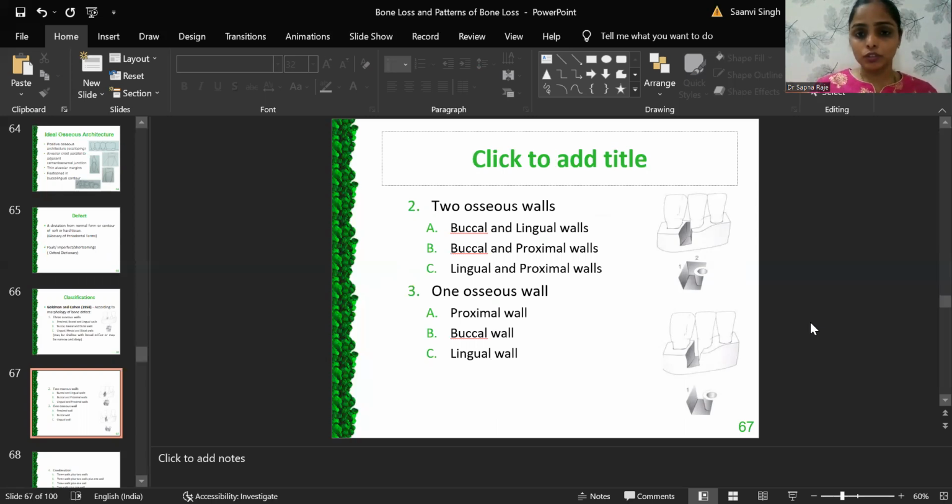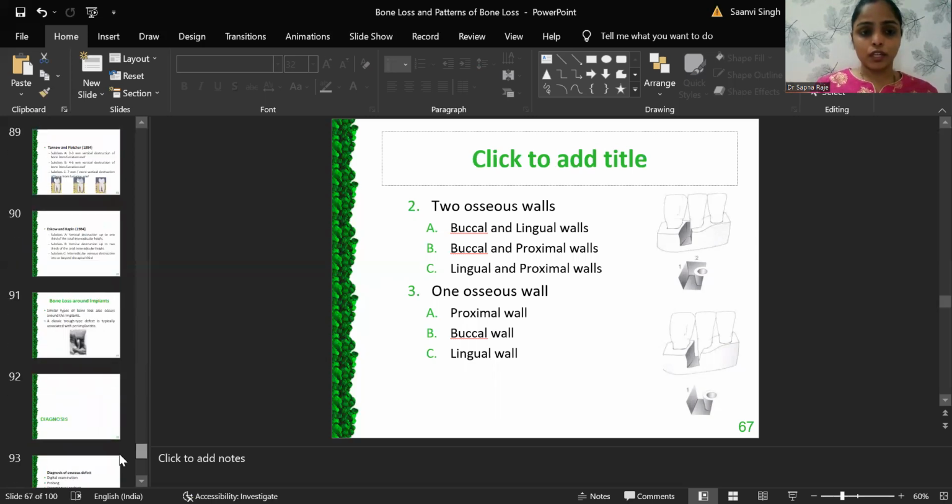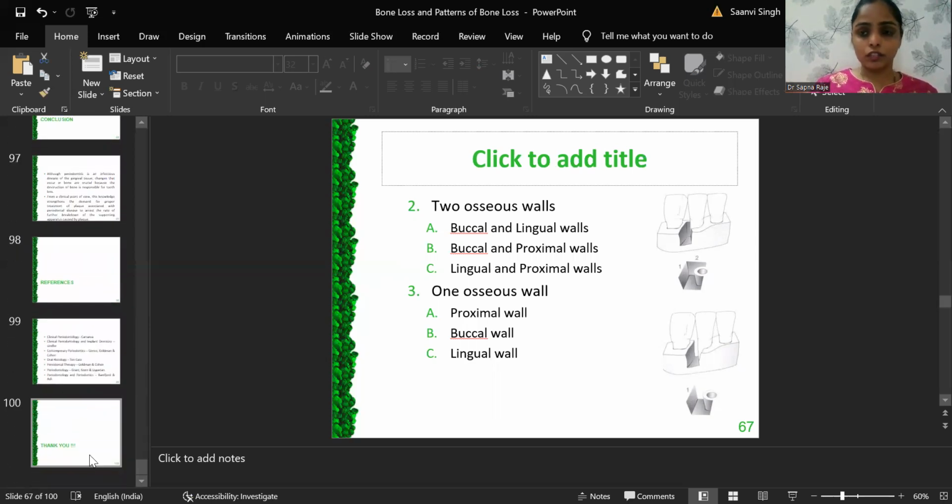And the buccal and proximal walls, lingual and proximal walls. In a one osseous wall defect, only one wall is present, the proximal wall, and the rest two are missing, like the buccal wall and the lingual wall. So this is the most important thing which should be kept in mind. The rest is discussed. So we come to the end of the topic. Thank you so much.